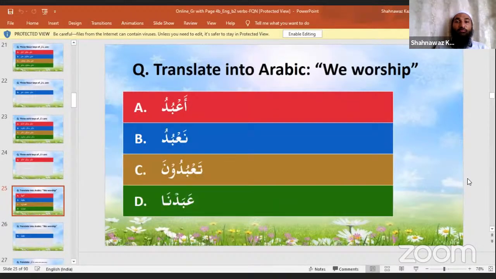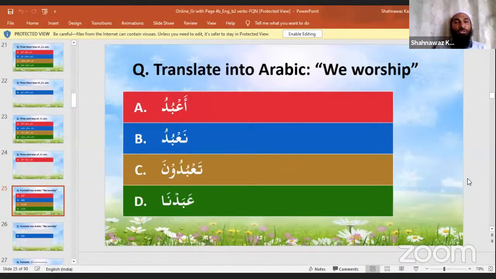Translate into Arabic, we worship. We worship. A'budu, na'budu, ta'budun, abadna. Okay, so what is it? Translated in Arabic, we worship.